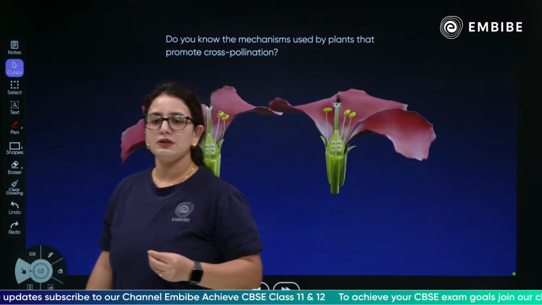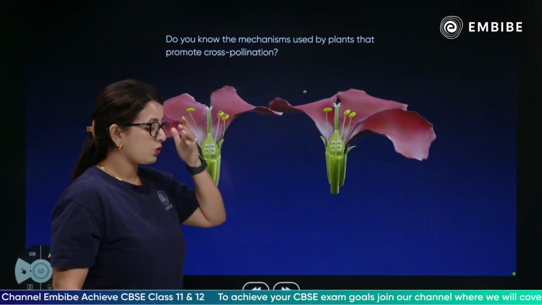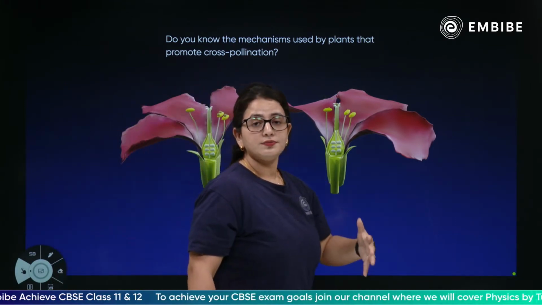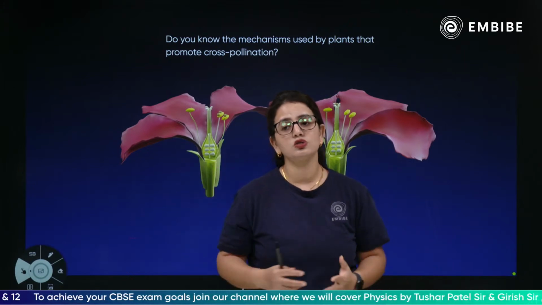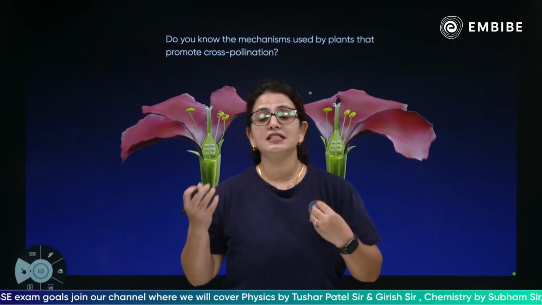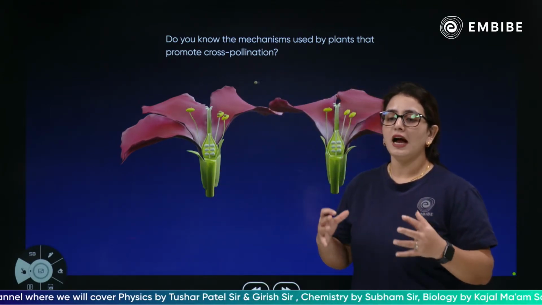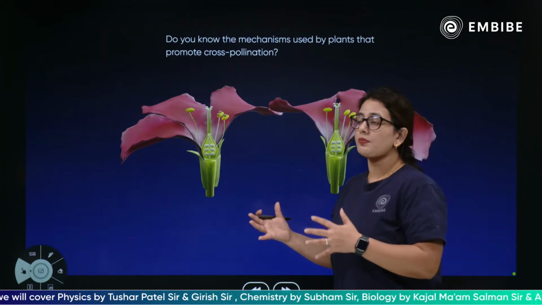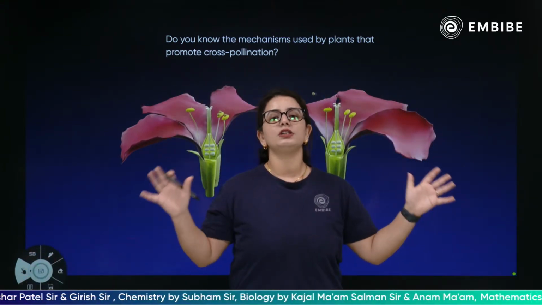Do you know the mechanisms used by plants to promote cross-pollination? In general, not only us, the plants also want to promote cross-pollination. They have these self-advanced characteristics when they grow, so that they can avoid self-pollination and promote cross-pollination.